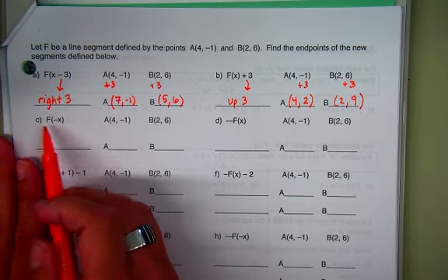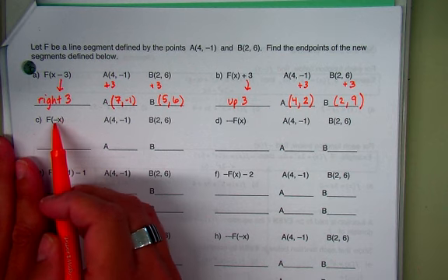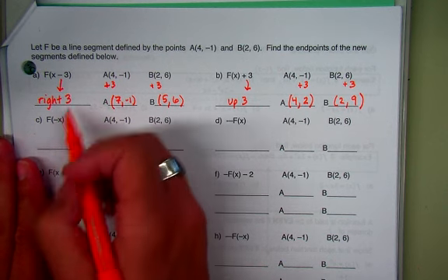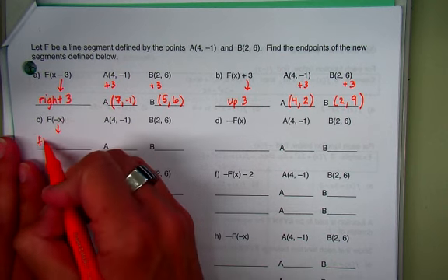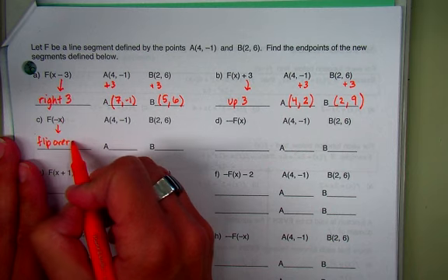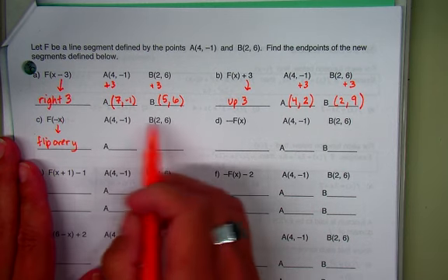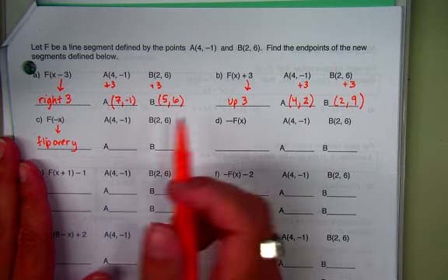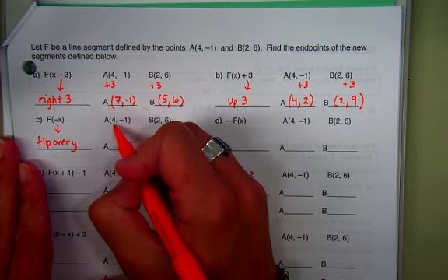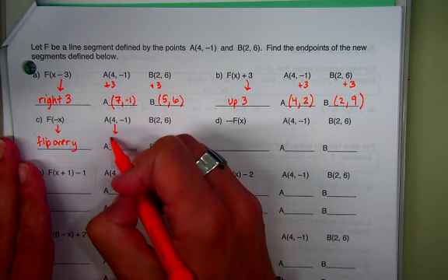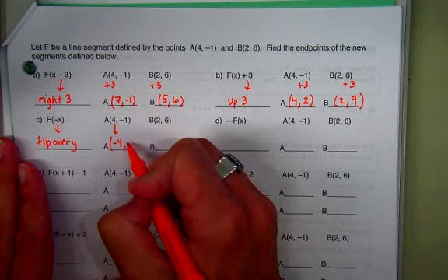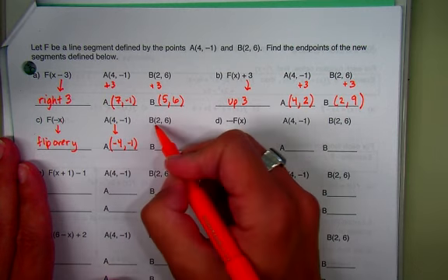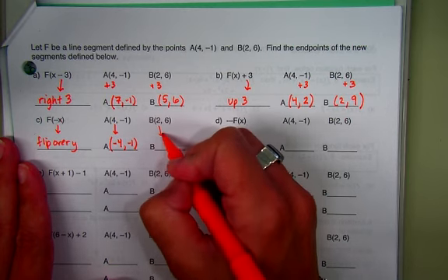Okay, so for C, f of -x means that I'm flipping over y. Good. Which coordinate does that affect? It affects the x coordinate. It switches the sign of the x. That's exactly right. So instead of 4, -1, it'll be at -4, -1. And instead of 2, 6, it'll be at -2, 6.